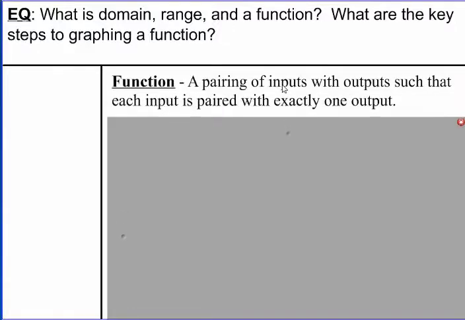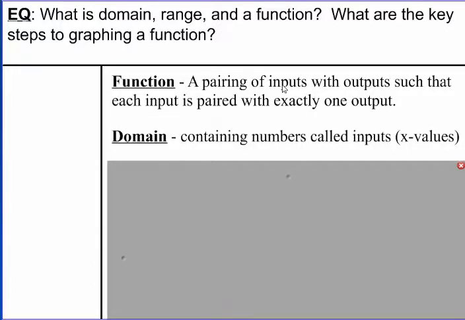First, a function. A function is a pairing of inputs with outputs such that each input is paired with exactly one output. So we are going to look at some examples of this. And the idea is that for each of your x values, there is only one possible y value associated with each of them. So we'll look at examples of what makes a function and then what kind of example would not be a function.